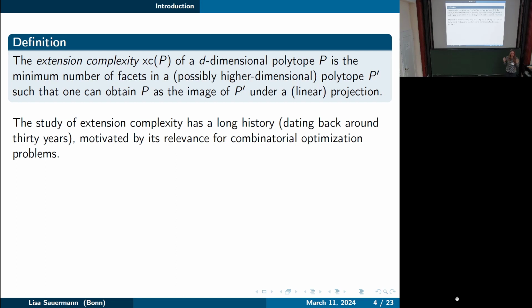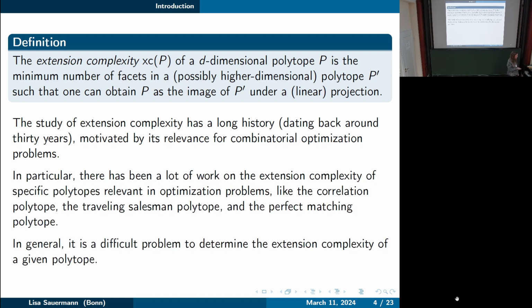And so, obviously the additional dimensions may also slow it down, but then it depends on how many inequalities you save compared to the additional dimensions. In any case, people in combinatorial optimization study this notion of extension complexity. I mean, they've been studying it for a long time, and there's a lot of literature about it. So in particular, there's been a lot of work in the combinatorial optimization community on the extension complexity of specific polytopes, which are relevant in particular optimization problems.